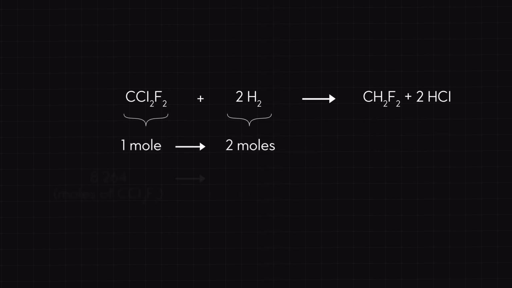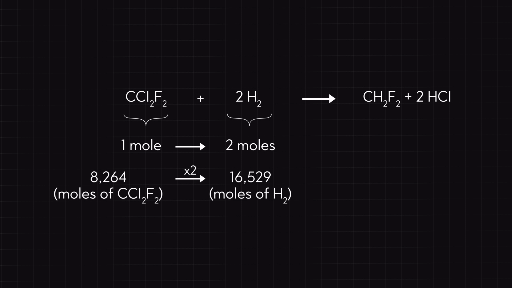Now, step 2 of the path converts the moles of dichloro-difluoromethane to moles of hydrogen. Using the balanced equation of the reaction, we can see there needs to be 2 moles of hydrogen to every 1 mole of dichloro-difluoromethane. So however many moles of dichloro-difluoromethane you have, you need to double it to work out your moles of hydrogen. This gives us 16,529 moles of hydrogen.